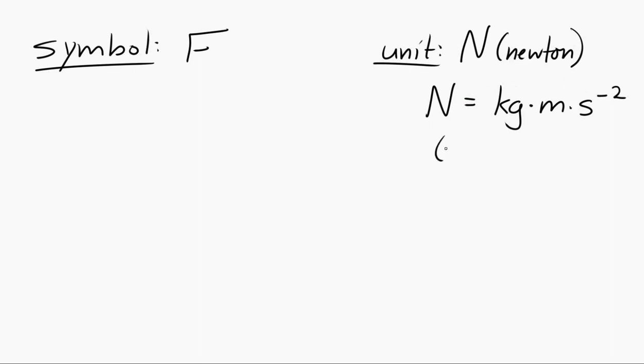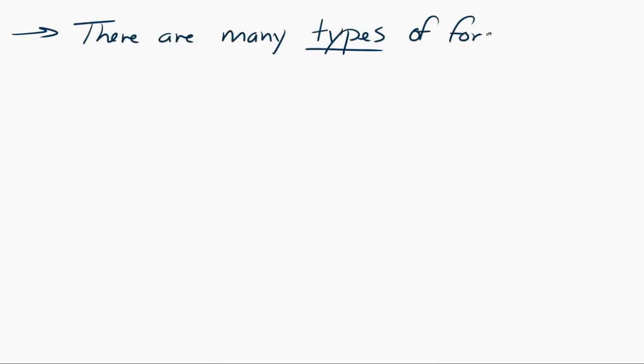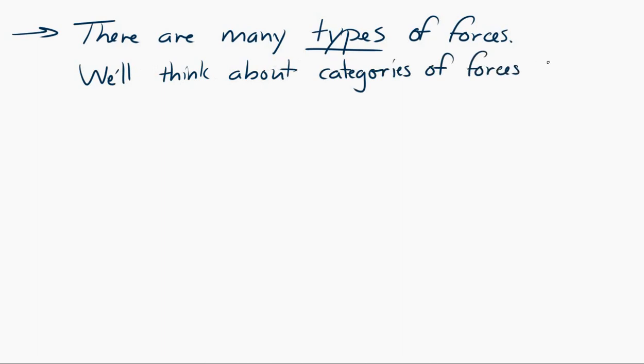Now you might be asking why. Well, don't worry about that. We'll see it later. Force is also a vector, so it has a direction. And the way that we're going to approach force is we're going to think about different types of forces. We're going to put forces into different categories. The categories aren't perfect, and different people would use different categories, but it's a good way to get started. The forces we're going to look at today are gravitational force, tension force, normal force, and applied force.